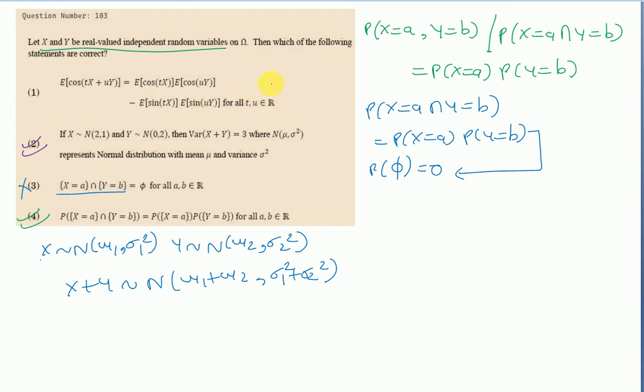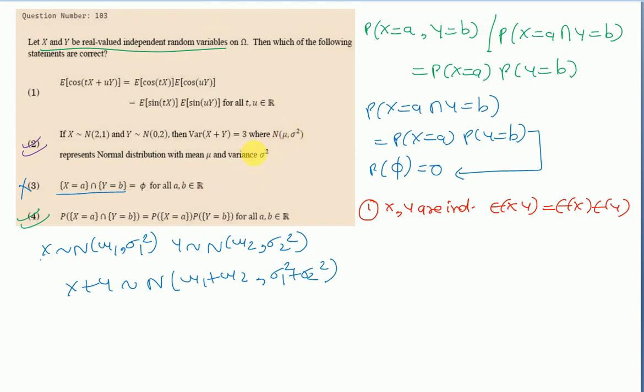Fine. So here we need to go through some results. And what are those results? Let us write them first. Your first result is if X and Y are independent, then expectation of XY is always expectation of X times expectation of Y. Fine.